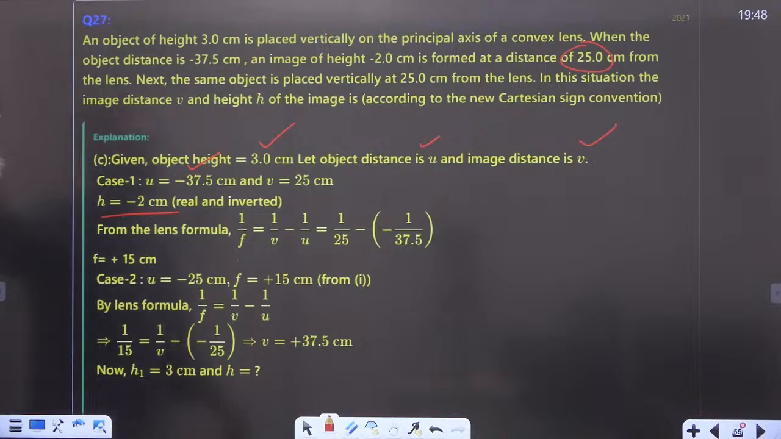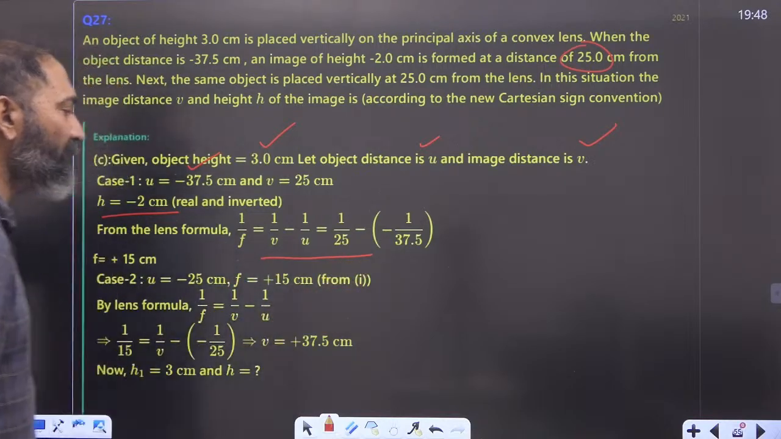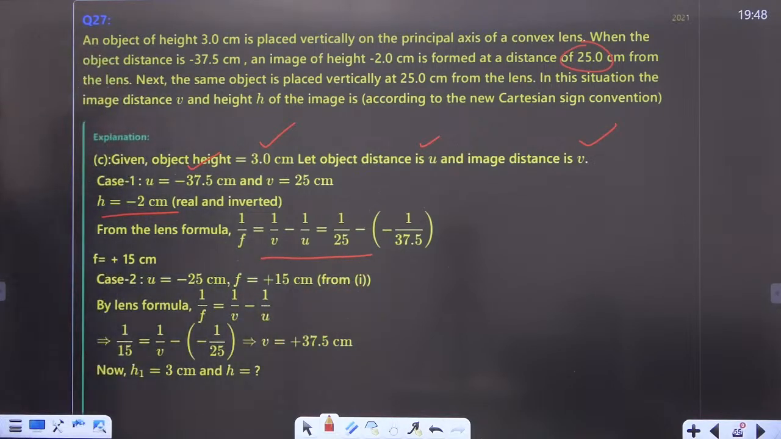From the lens formula, 1/f equal to 1/v minus 1/u. So 1/25 minus 1/37.5. If you solve that, you will get focal length as 15 cm. Now case 2.